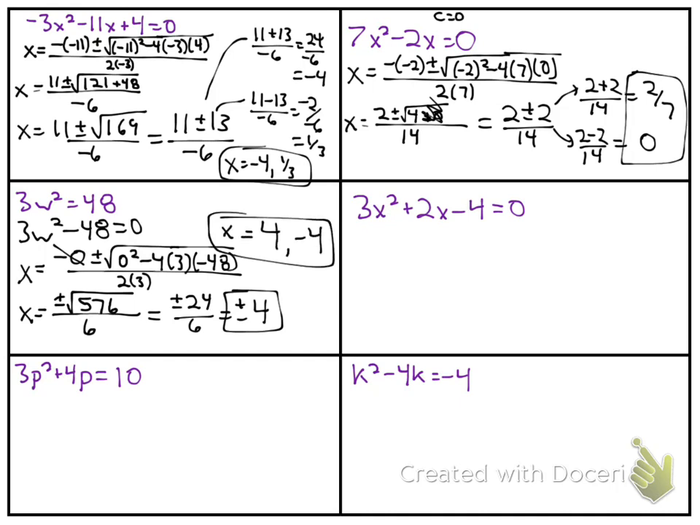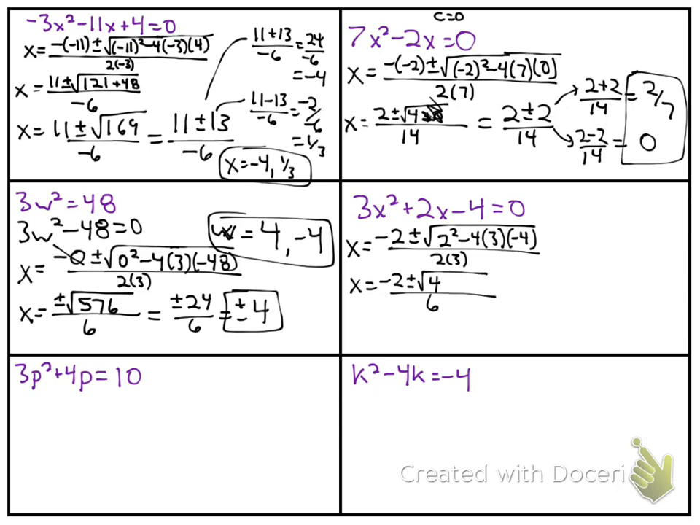Next problem, we have a, b, and c. Those are all back. So we're going to go negative 2 plus or minus the square root of 2 squared minus 4 times 3 times negative 4 over 2 times 3. Clean it up. We got negative 2 and a 6 on the bottom. We go 4 and then a plus 48. Now this one is going to give us a radical that isn't a perfect square, we should say.